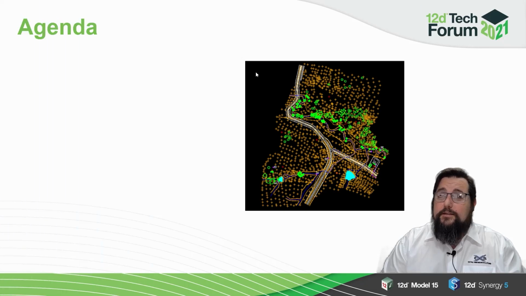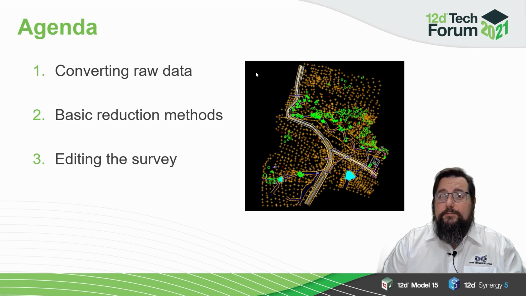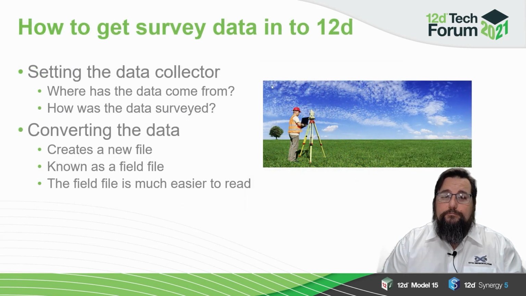This presentation describes the workflow to take raw survey data from the instruments, reduce it in 12D model, and enhance data with the use of map file. You'll also be shown how errors in your field work can be easily corrected within 12D model. In this talk, we're going to cover how to convert the raw survey data into 12D friendly format. We will discuss some of the more commonly used reduction methods. We will show you the best practice methods to edit the survey, and also a few of the exporting and reporting options available within 12D model.